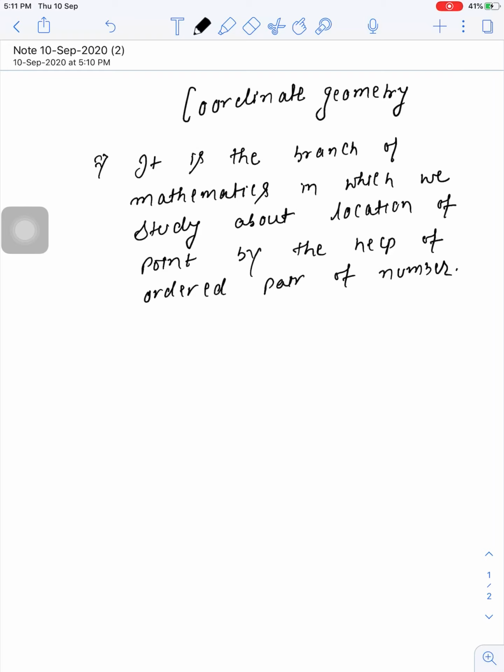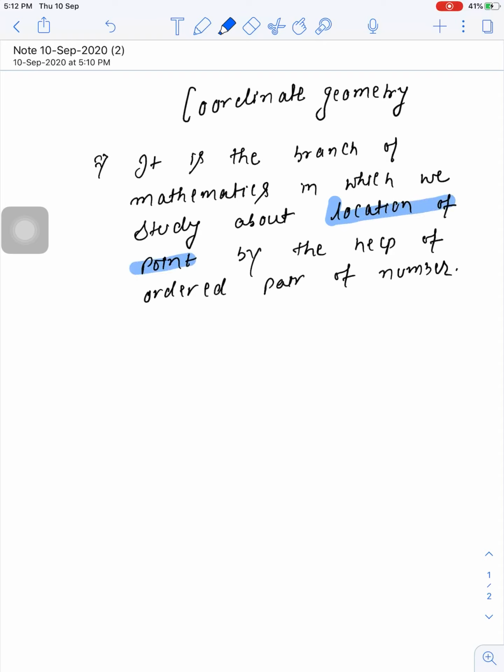So according to the definition, what is coordinate geometry? It is the branch of mathematics in which we study about the location of point. So what is the meaning of location of point? This is very important. The word location of point is very important. Okay, so why is it important?